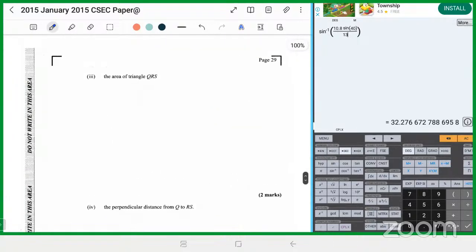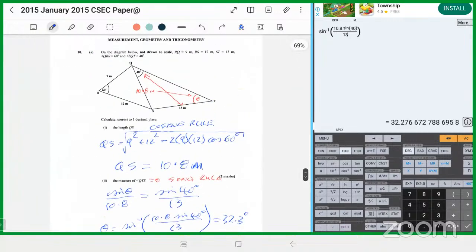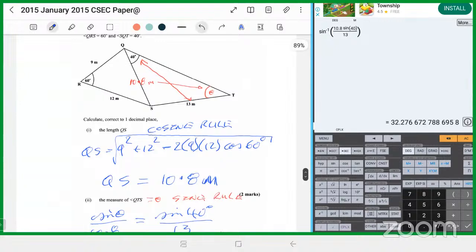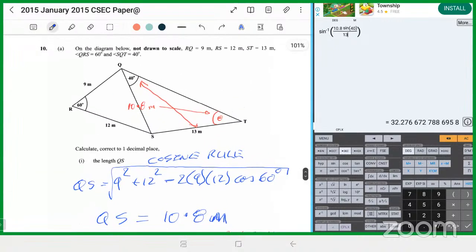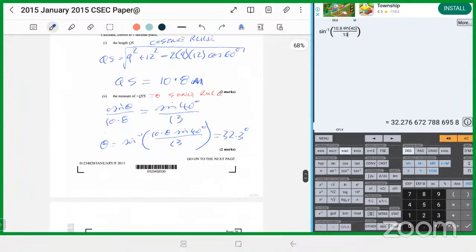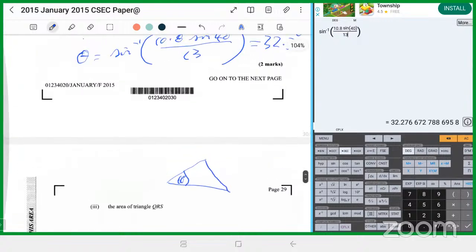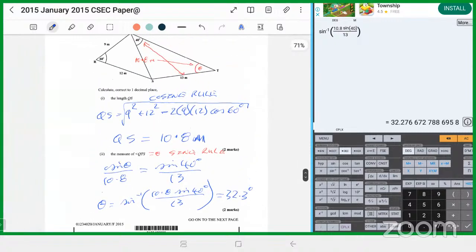Area of the triangle QRS. That's this triangle right here. So in this one, we can use the method where we have two sides and an angle between. We're going to use a trig formula for the area of a triangle. Yesterday's paper had one like this as well. So remember now what we have is the two sides, the 60 degrees, and the sides are 9 and 12.